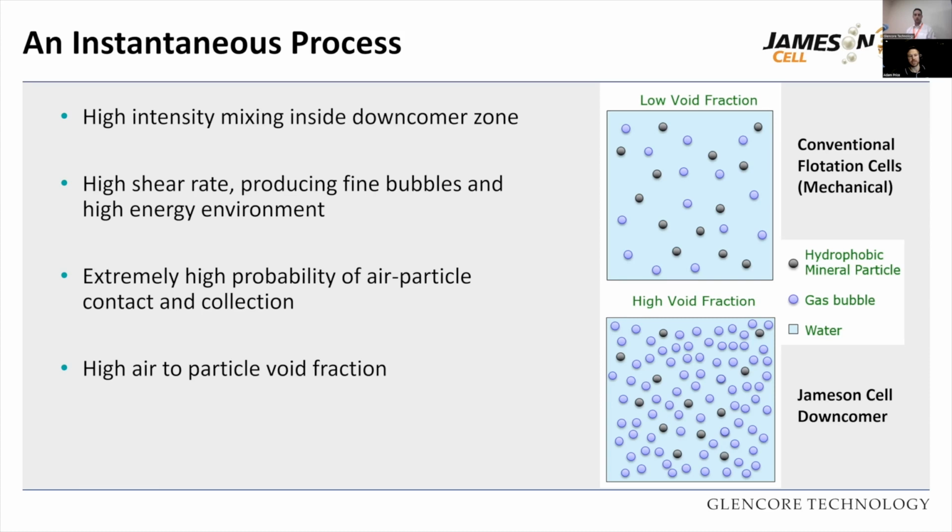Whereas within the Jameson cell downcomer, you're talking about everything moving through a very small volume, small surface area. And the air to pulp ratio is extremely high within these small zones, and there's significantly more bubbles per section of slurry volume, and therefore the chances of your particle seeing a bubble, as mentioned, is essentially 100%.